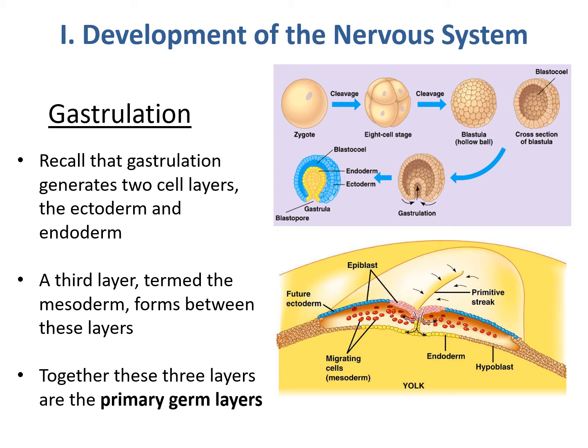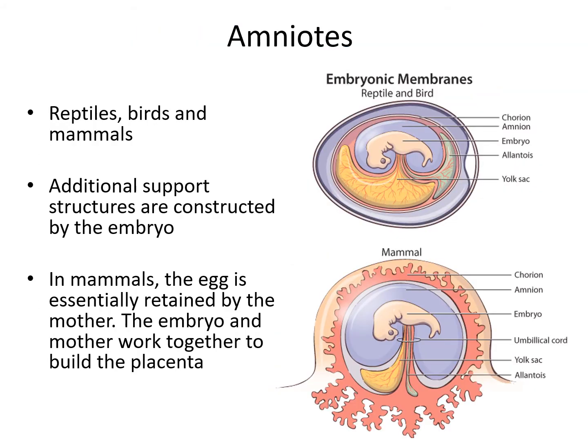Germ, unfortunately, means a lot of different things in biology. But we have our three primary germ layers, the endoderm, the ectoderm, and then the mesoderm develops a bit later in between those two layers. This process is further complicated by the fact that many vertebrates produce extra-embryonic membranes during development. These are membranes that surround the embryo and are produced by the embryo to help protect and maintain the embryo.